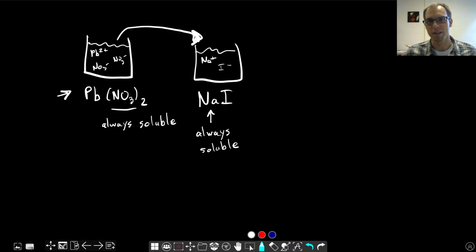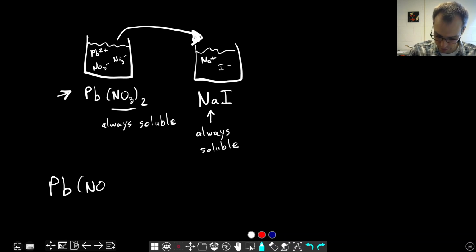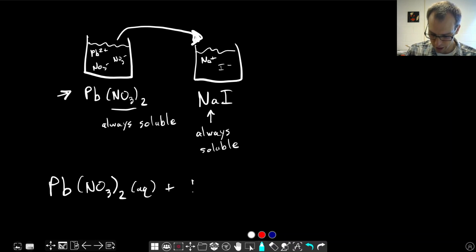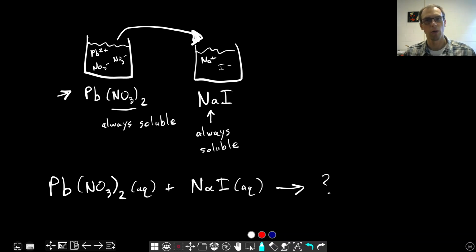What happens when we mix these together? That's the question here. So let's think about lead nitrate. We'll go ahead and write this out as a chemical equation. Got to remember the 3 there. And we're going to need 2 of those to balance the charges. And sodium iodide. And the question is, what will happen when we mix these together?